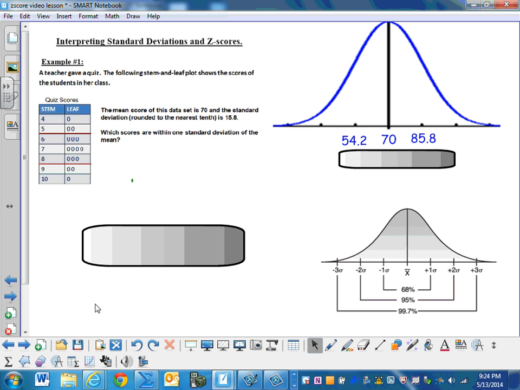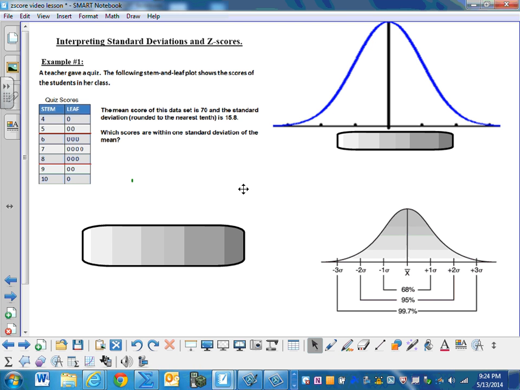Example 1. A teacher gave a quiz. The following stem and leaf plot shows the scores of the students in her class. The quiz scores had 1 forty, 2 fifties, 3 sixties, 4 seventies, 3 eighties, 2 nineties, and 1 hundred. The mean score of this data is 70, and the standard deviation is 15.8. So which scores are within one standard deviation of the mean?